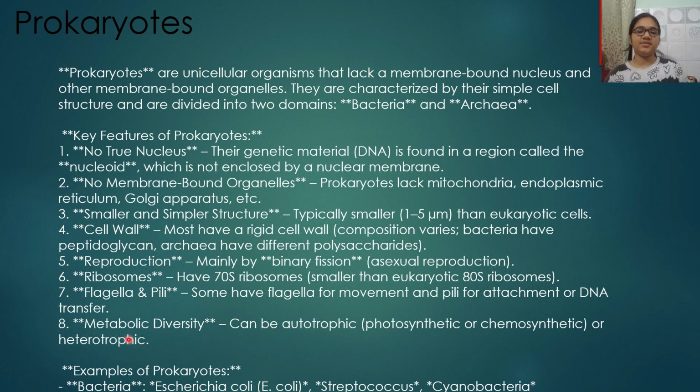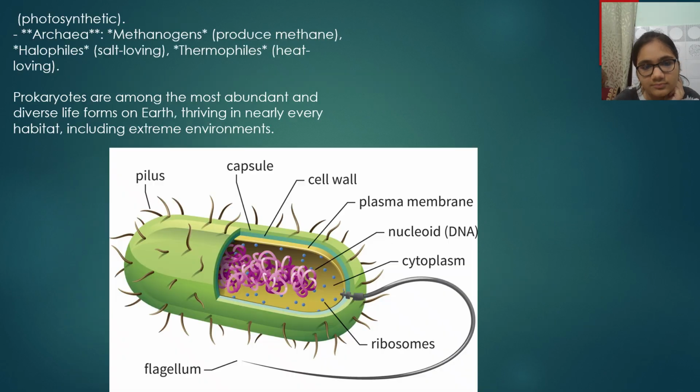मेटाबॉलिक डाइवर्सिटी if we see, they can be autotrophic, photosynthetic और chemosynthetic, और heterotrophic. अब इसके कुछ एग्जांपल्स भी होते हैं. We have the examples of the prokaryotes. Bacteria, Escherichia coli, E. coli, Streptococcus, okay, and kind of bacteria.